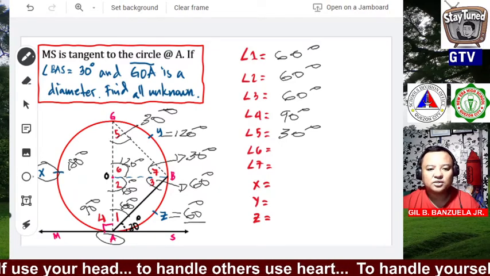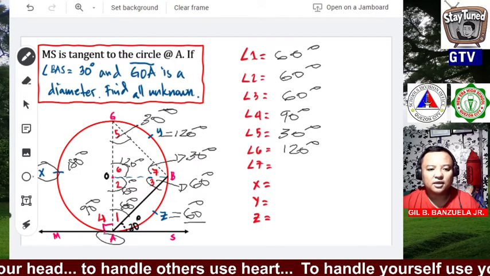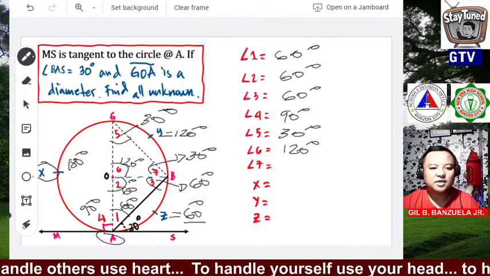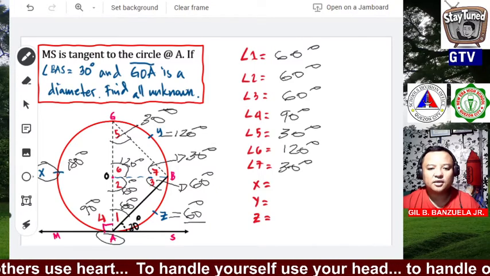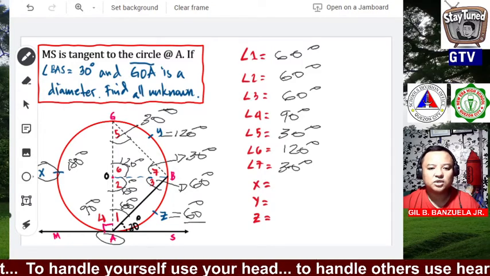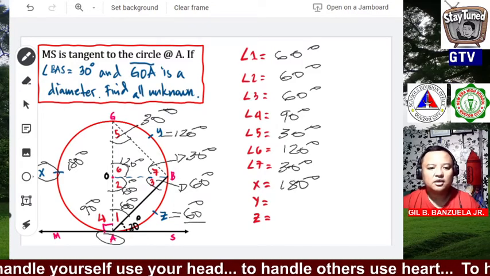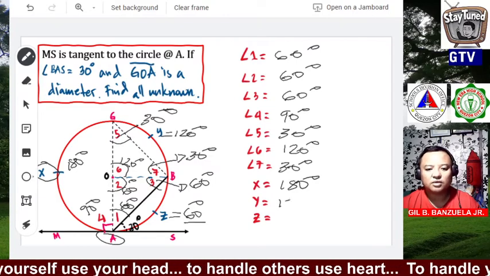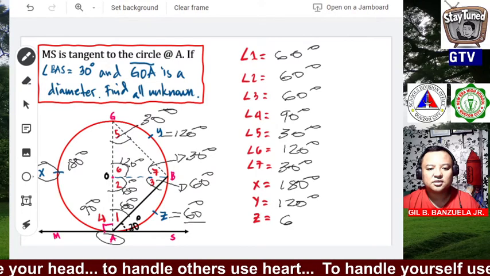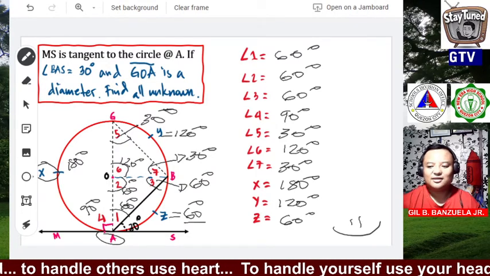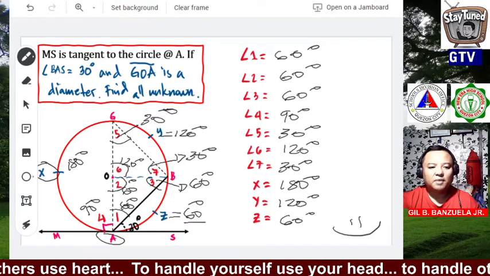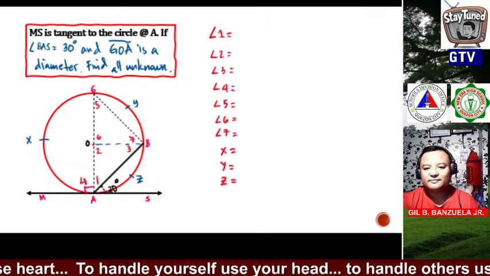Yung angle 6 is 120 dahil yung angle 6 and 2 are linear pair. Now, yung angle 7 ay 30 degrees. Now, yung arc X or yung arc AG is 180 degrees. Yung arc Y is 120 degrees. And yung arc Z is 60 degrees. So, yan. Alright? So, I hope na-gets natin yan, guys. So, balik tayo sa ating PowerPoint presentation.